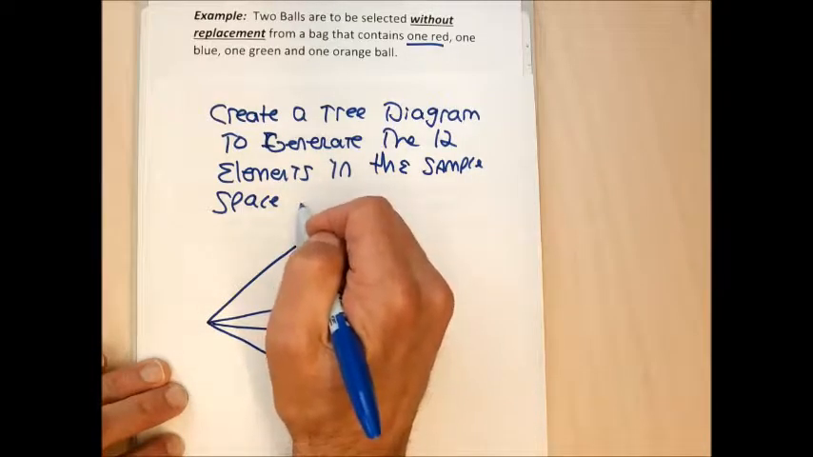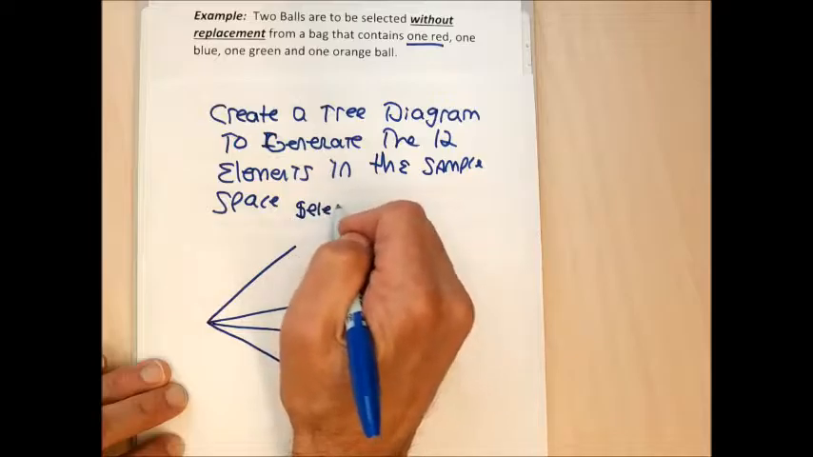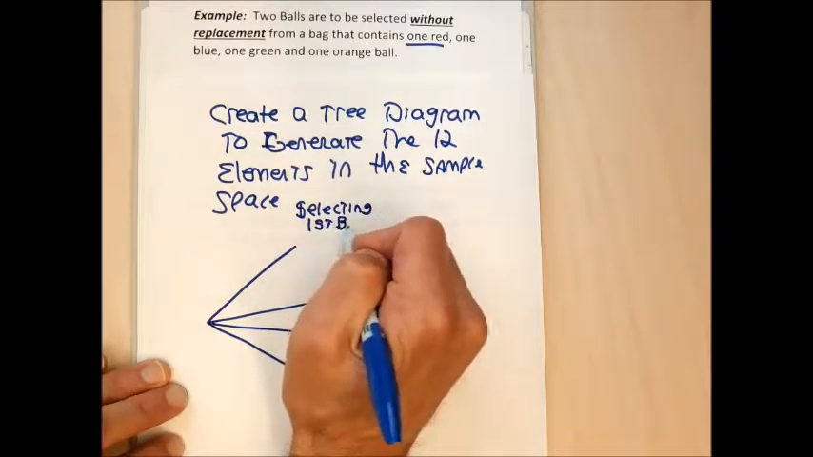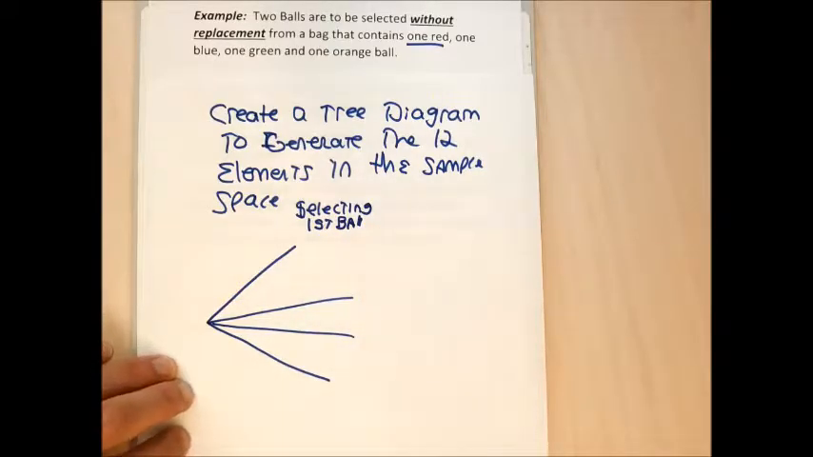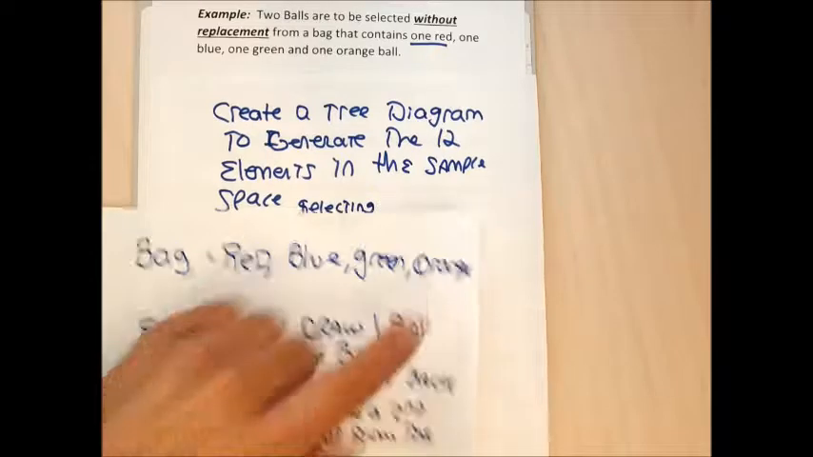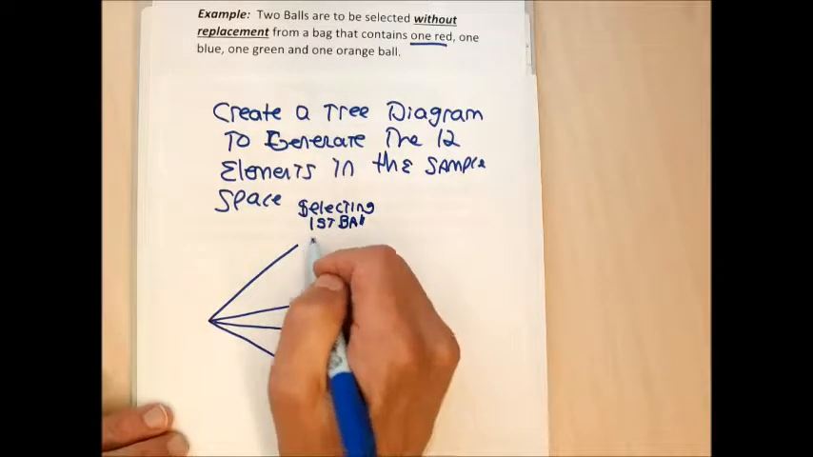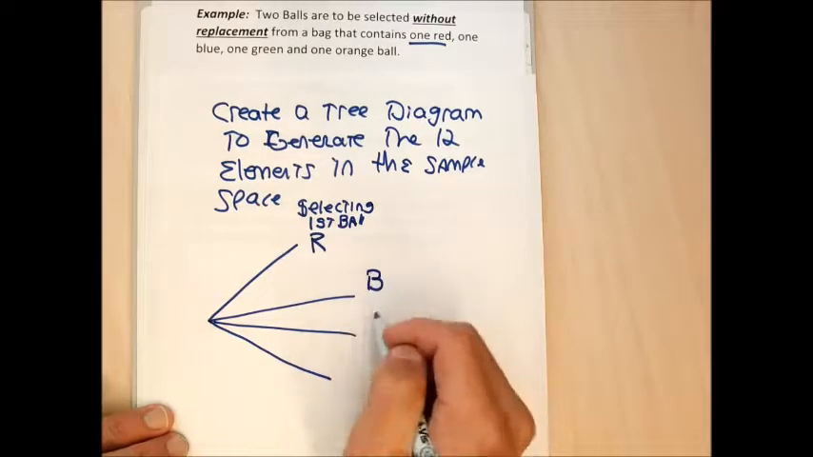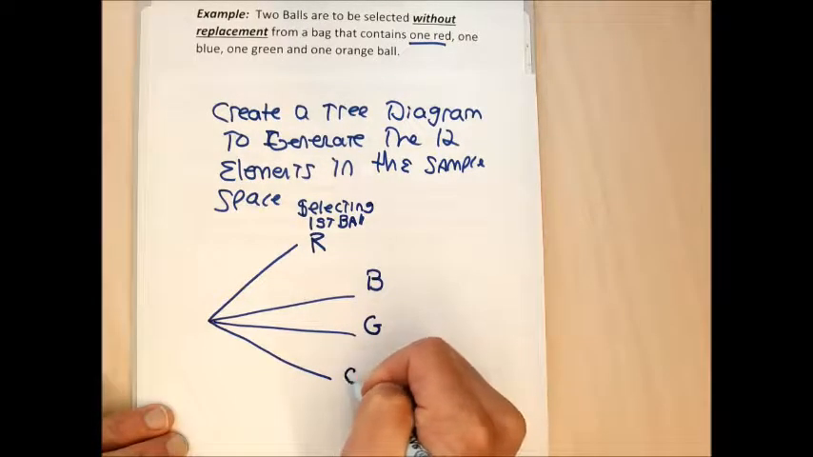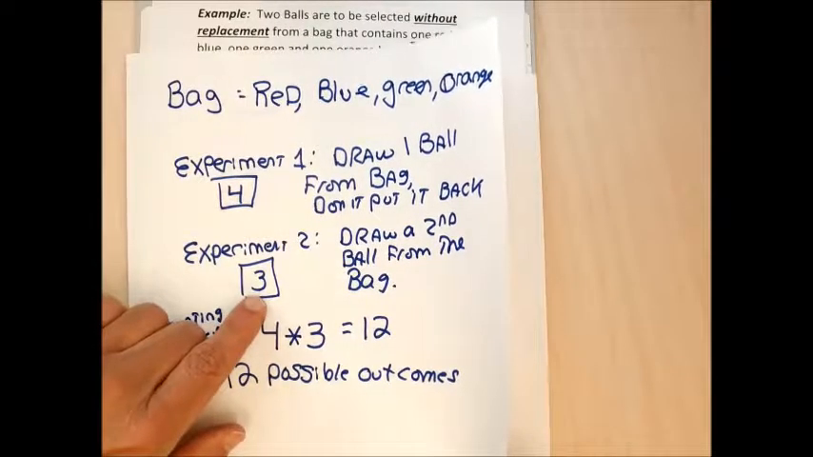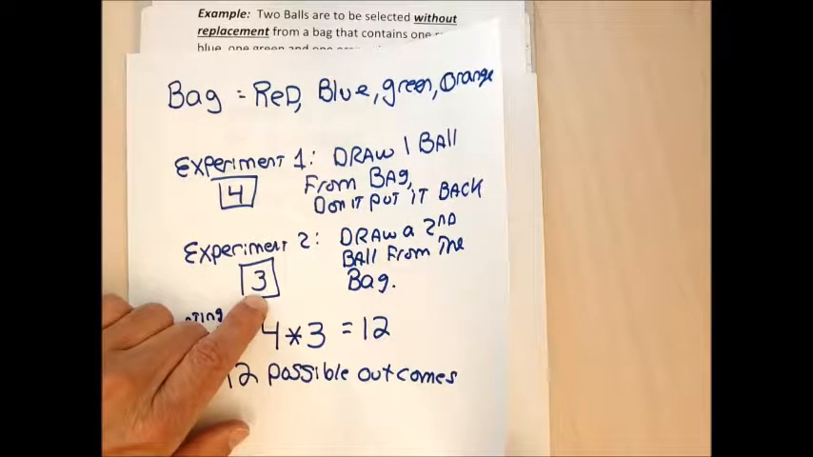This is picking or selecting the first ball. And there's a red, blue, green, and orange ball in this. And for experiment 1, I can get red, I can get blue, I can get green, or I can get orange. From each one of these letters, because on experiment 2 there's 3 possible outcomes, I'm going to make kind of a 3-leveled less than sign.